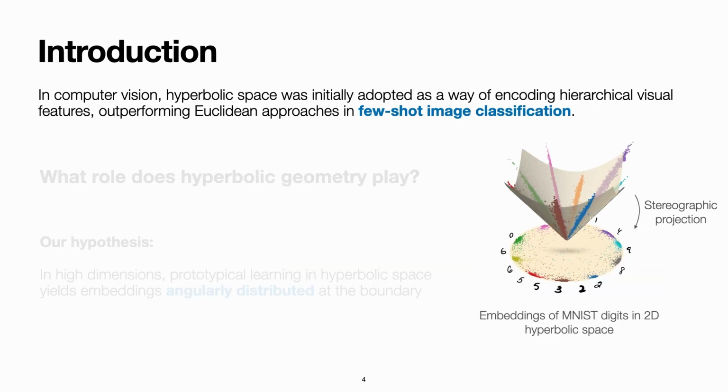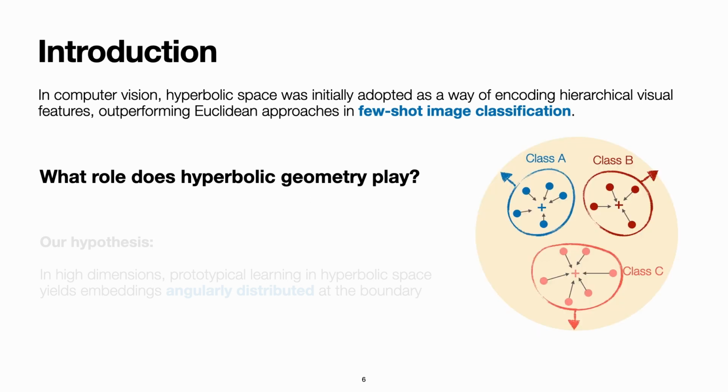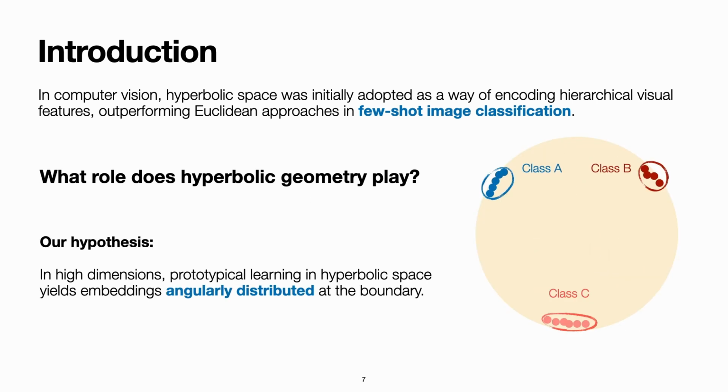In computer vision, hyperbolic geometry was introduced under the hypothesis that it would help capture hierarchical visual features and thus help improve generalization and few-shot recognition abilities. Despite the good results produced in the literature thus far, it remains unclear what role hyperbolic geometry plays. And in this paper, our hypothesis is that in high dimensions, prototypical learning in hyperbolic space actually produces embeddings that are angularly distributed, that is to say, at the same radius.